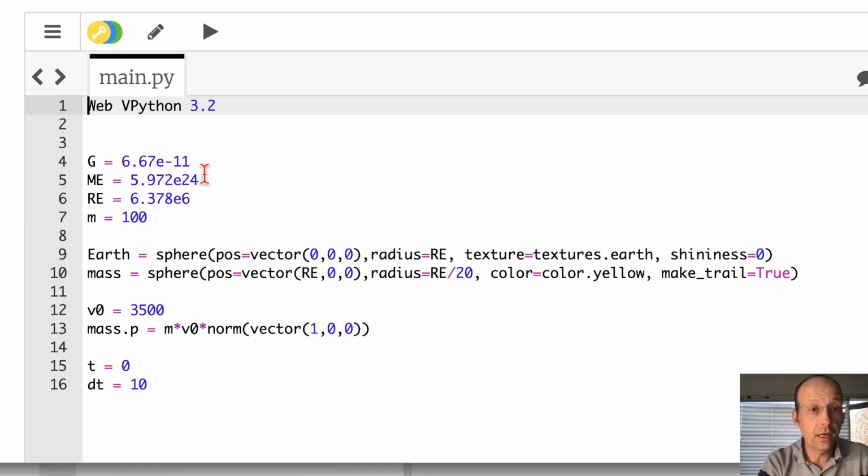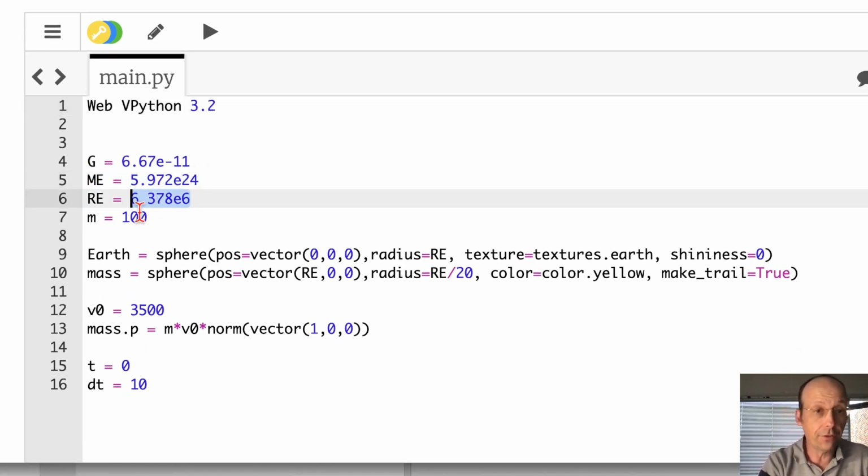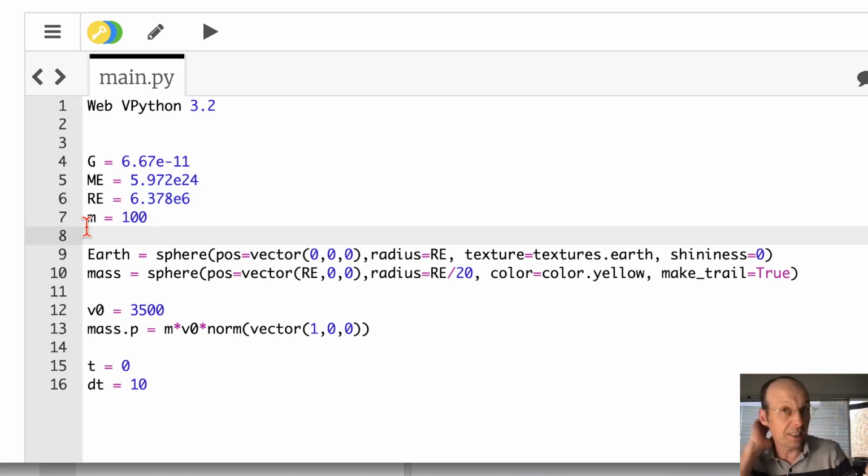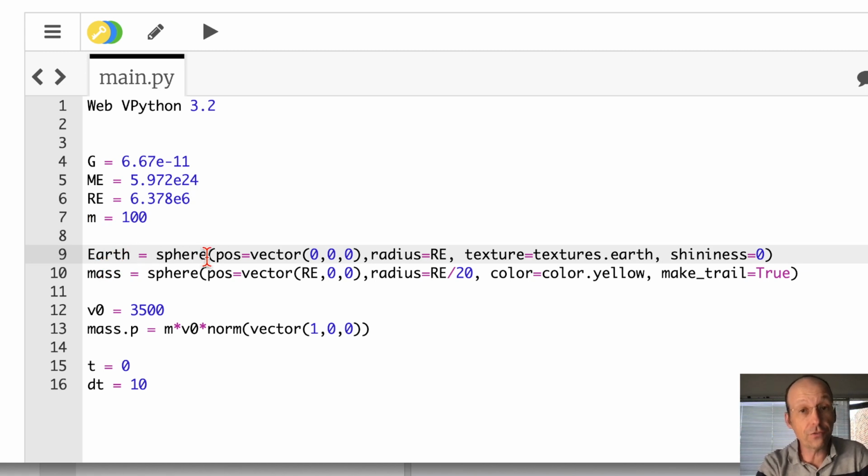Gravitational constant, mass of the Earth, radius of the Earth, mass. That's the mass of my object. It doesn't really matter what that is. And then I have my Earth. It's a sphere. The mass is also a sphere on the edge of the Earth on the x-axis. And there's my initial velocity, my initial momentum.